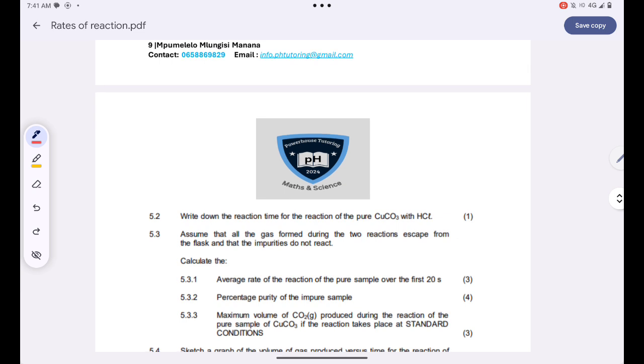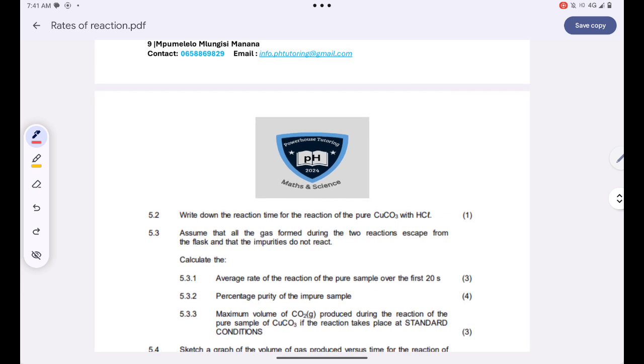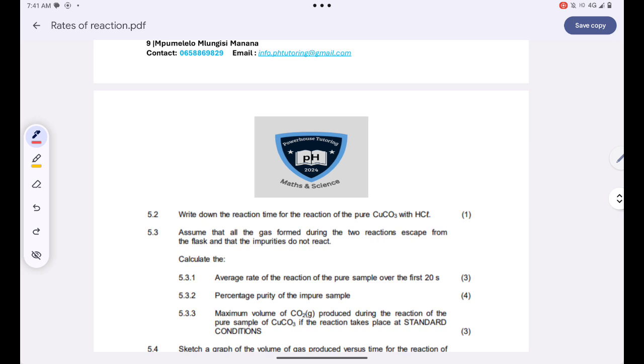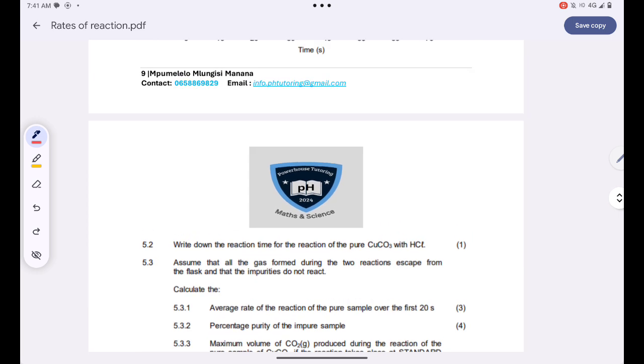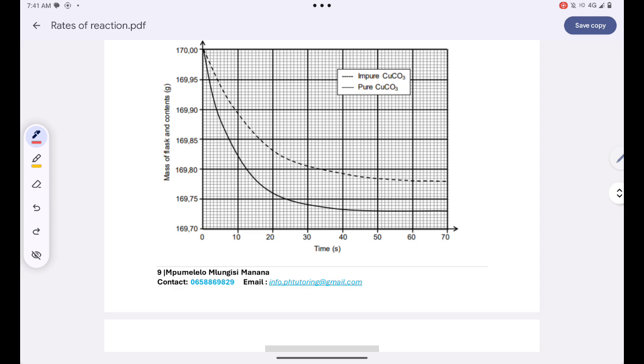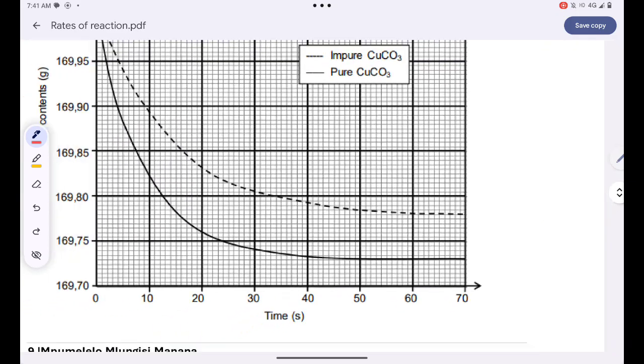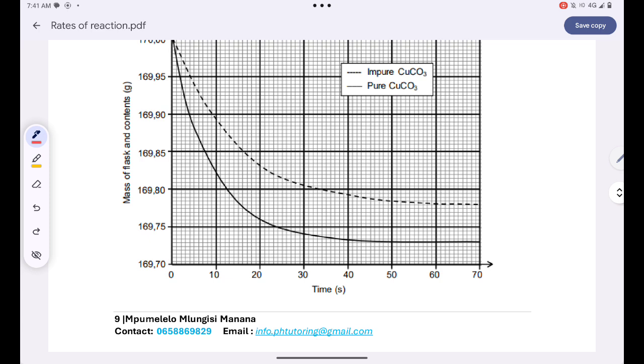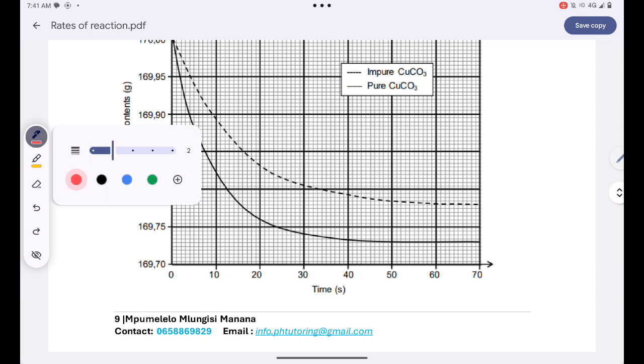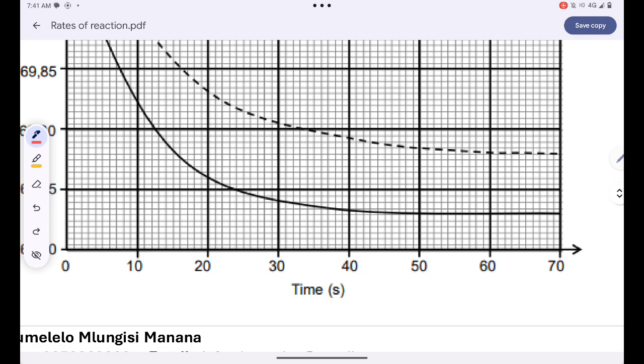Write down the reaction time for the reaction of pure copper carbonate with HCl. They just want to know how long it took for this reaction to reach completion. How will I know that my reaction has reached completion? I would know that my reaction has reached completion whenever I start having a flat line like this. That means my reaction has reached completion.